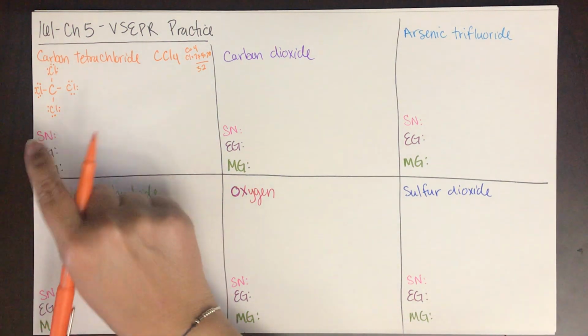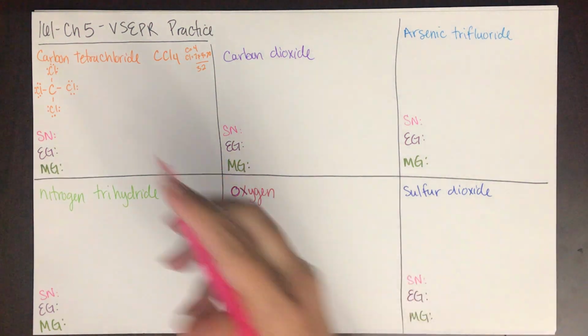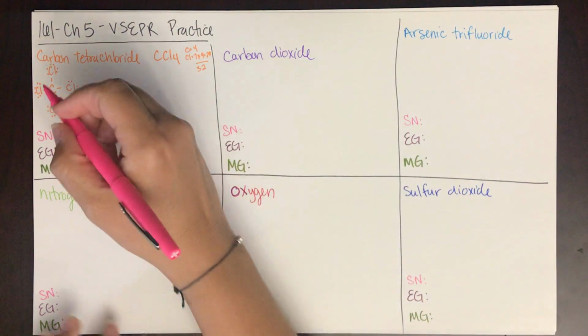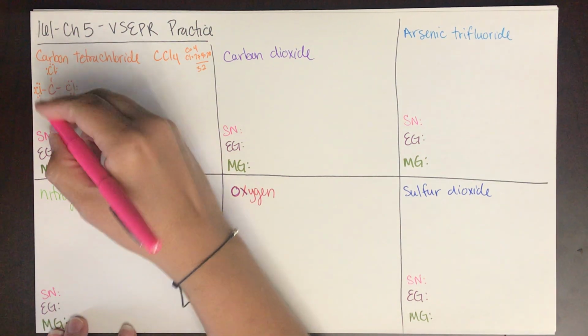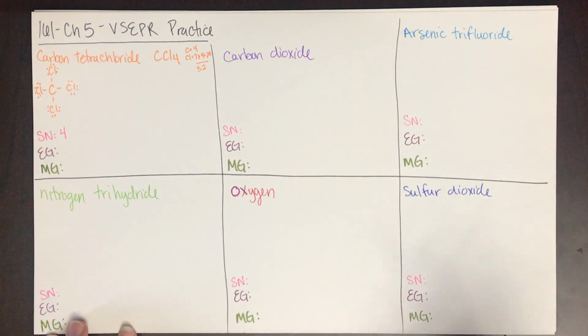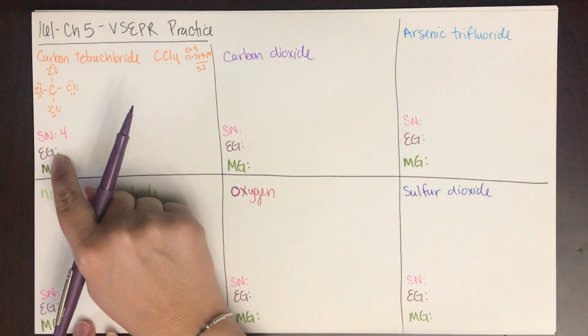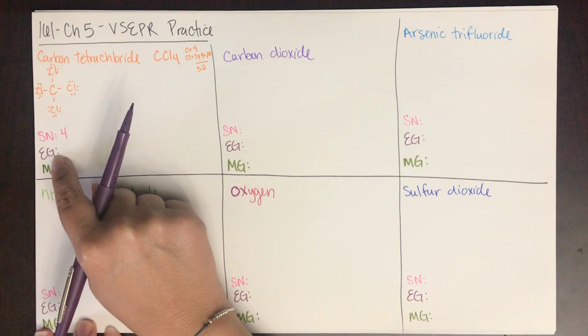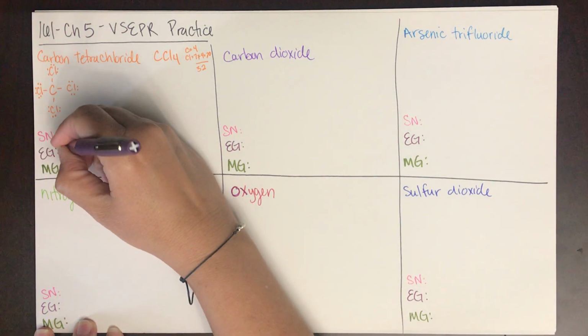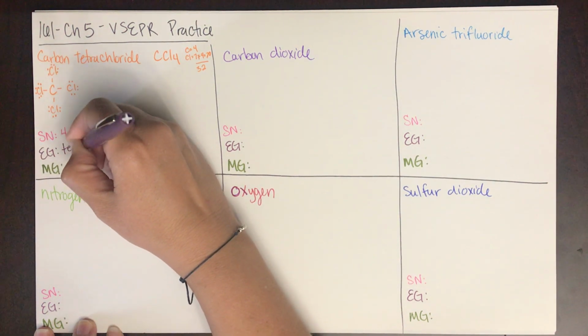Now we need to assign the steric number. So remember, the steric number is just the number of regions around this central atom. 1, 2, 3, 4. There's 4 single bonds around this central atom. The steric number is 4. So remember, the electron pair geometry only comes from the steric number. Everything that has a steric number of 4 has an electron pair geometry of tetrahedral.